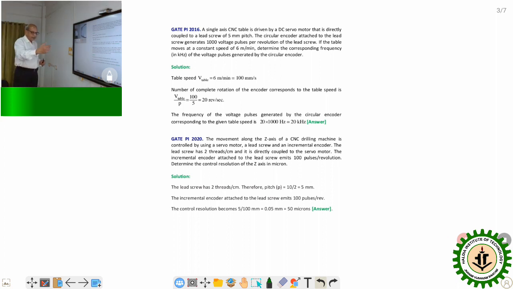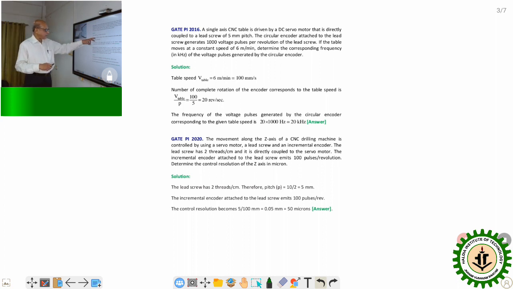And the nut is coupled to the lead screw. So the rotational movement of the screw will be transmitted to the linear movement of the nut. And since the table is mounted on the nut, eventually the table will have the same uniform linear velocity. So to accomplish 100 millimeter per second, what will be the complete rotation of the encoder? Because one complete revolution of the lead screw is equivalent to each pitch of linear movement. So if we divide this linear velocity by pitch, then we will get the corresponding rotation of the lead screw per second. So we eventually get 100 by 5, that is 20 revolution per second.